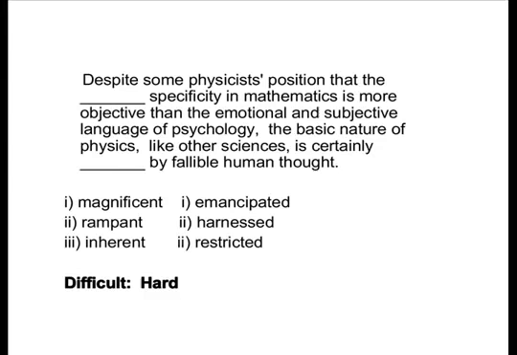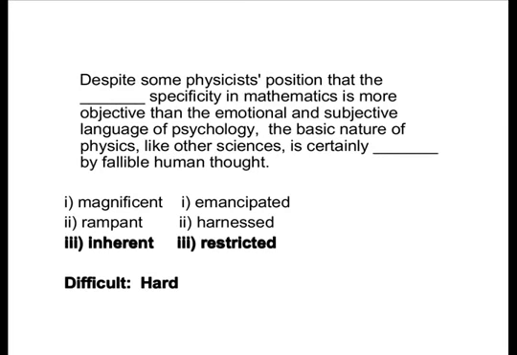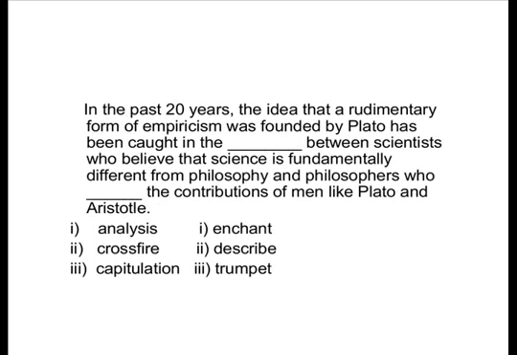Now for the second blank, the basic nature of physics, like other sciences, is certainly, what are we getting at? We want to say that physicists don't think perfectly, right? So they're not emancipated, which means they are made free, and they're not harnessed, which means that they are gathering or taking something under their wing, under their control. Restricted is the right word, because it implies that they are limited by human thought. They are not perfect. The correct choices must be inherent and restricted.